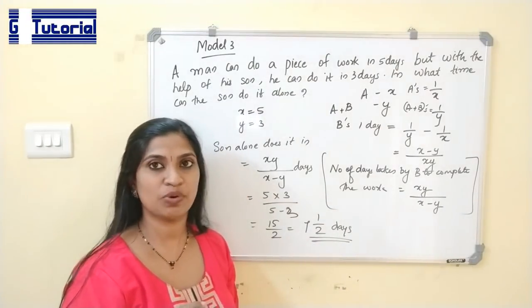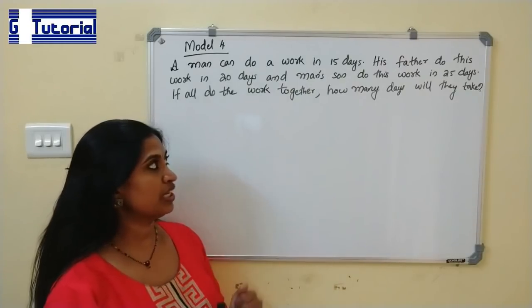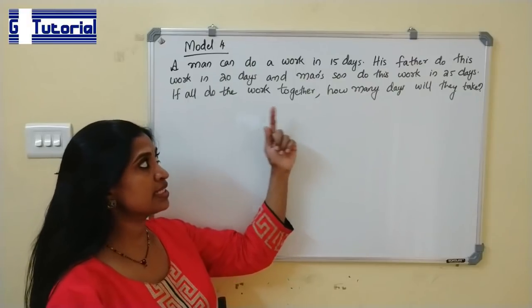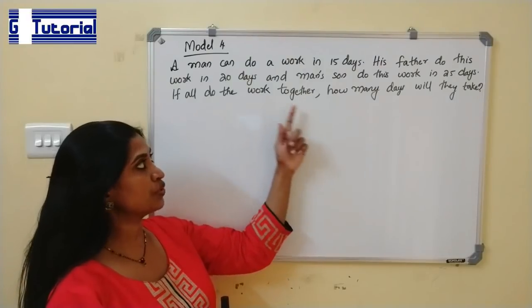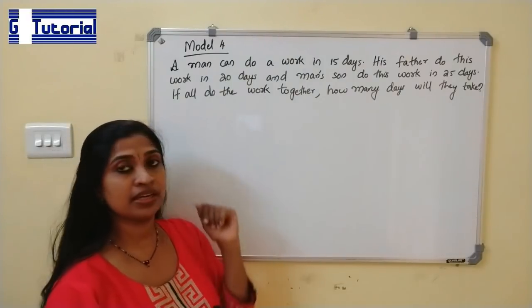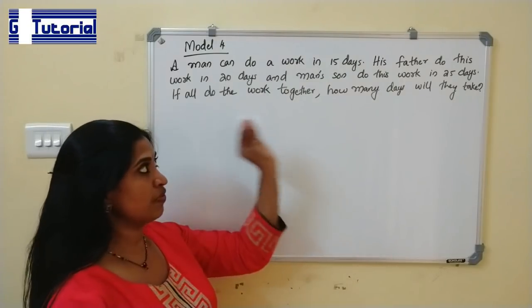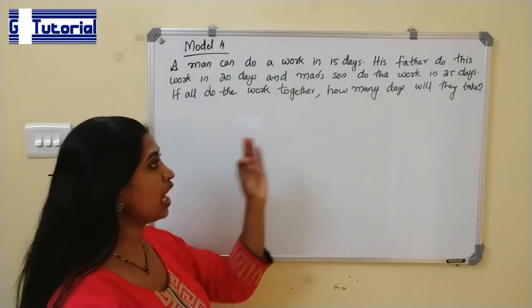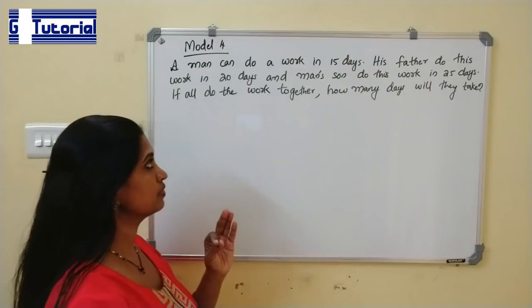Now we can see the next model problem. Next model problem. A man can do a work in 15 days. His father does this work in 20 days. And the man's son does this work in 25 days. If all do the work together, how many days will they take to complete the work? So a man, his father and his son, 3 persons are doing work. And we are asked to find in how many days they will complete the work if they work together.